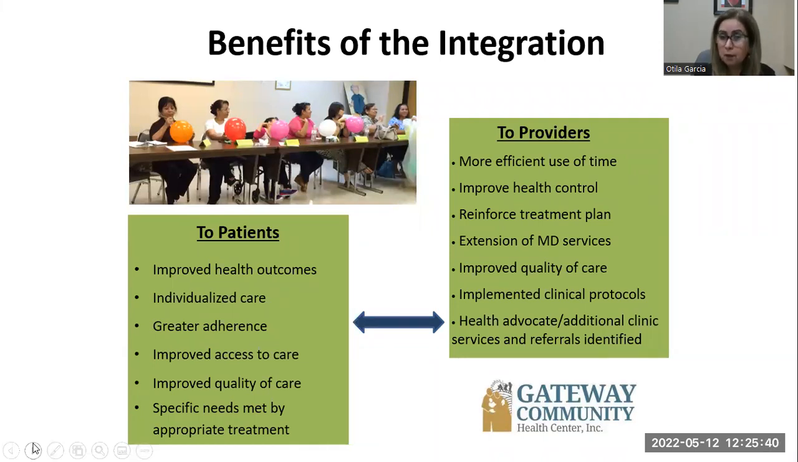Now, from the provider's perspective, they are using their time in a more efficient way, improved health control. They reinforce the treatment plan, because by referring the patients to the health education department, we are supporting them in regards to the treatment plan that they recommend. It's an extension of the medical services, improved quality of care, they implement clinical protocols, and of course, they help advocate additional clinic services and referrals identified.